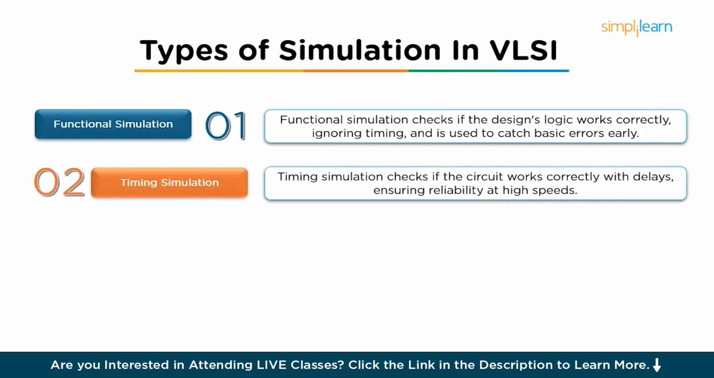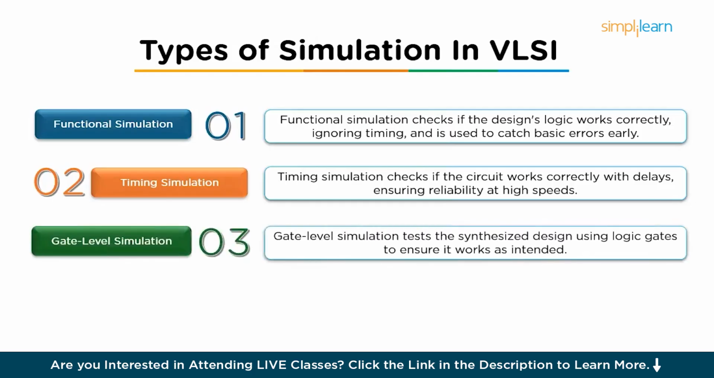The second one is timing simulation. Timing simulation takes into account delays associated with the circuit, such as propagation delays and setup and hold time violations. This type of simulation is crucial in ensuring that the design will work correctly at the speed the designers expect. Timing simulations are particularly important for high-speed circuits like processors, where even small errors can cause the design to fail. The third one is gate level simulation.